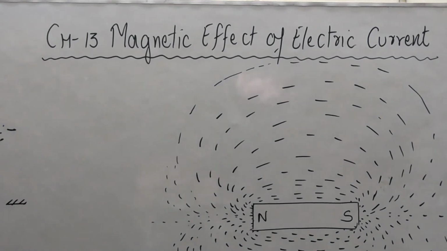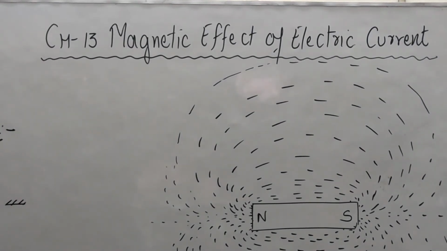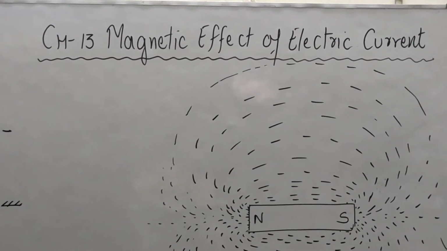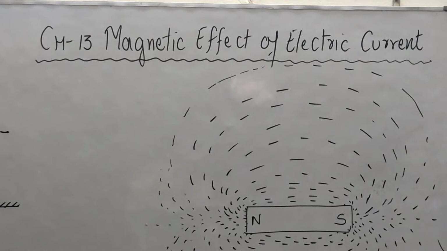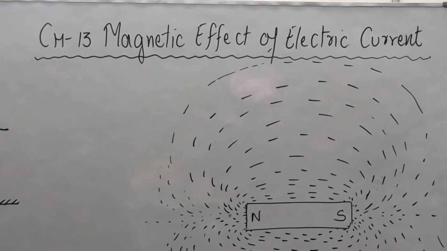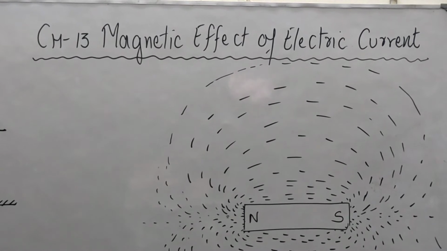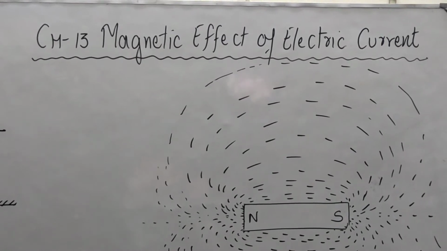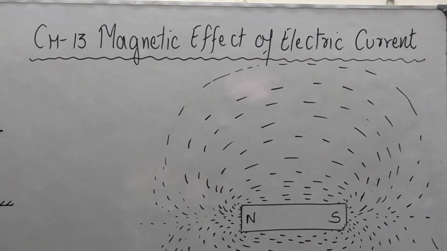Hello students, let's start with the chapter Magnetic Effect of Electric Current. In the previous chapter, you have studied about heating effect of electric current. You all know that whenever electric current flows through any conductor or circuit, part of electrical energy is used to do some useful work and the rest gets converted into heat energy.